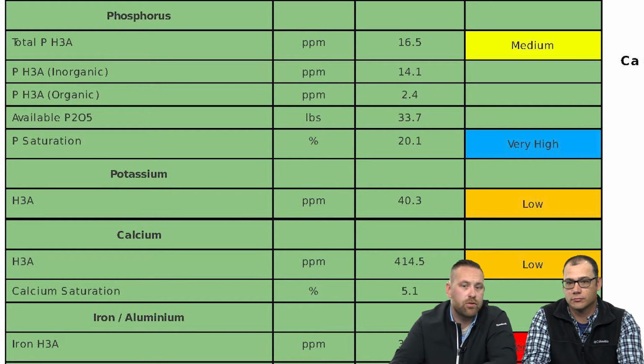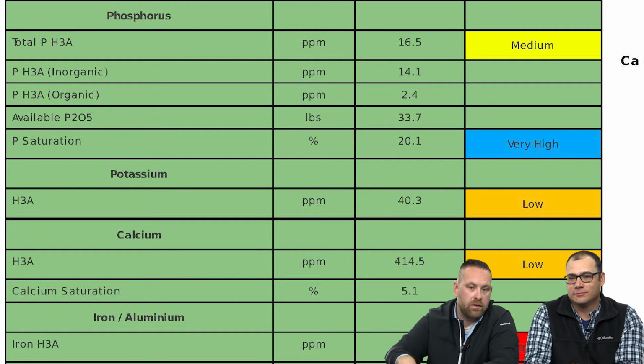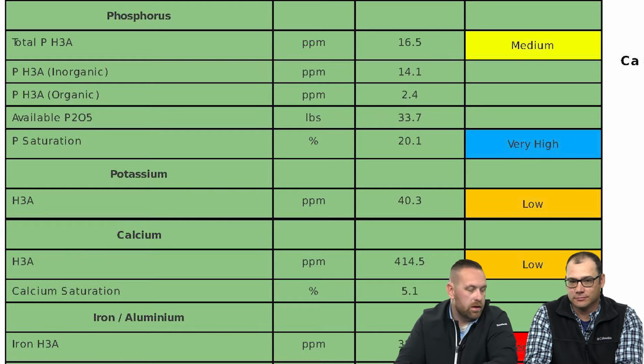This next one, P saturation, might be the first time that you've ever seen that. So what is P saturation? That is your total available P divided by all potential tie-ups. Right, so we think about that.